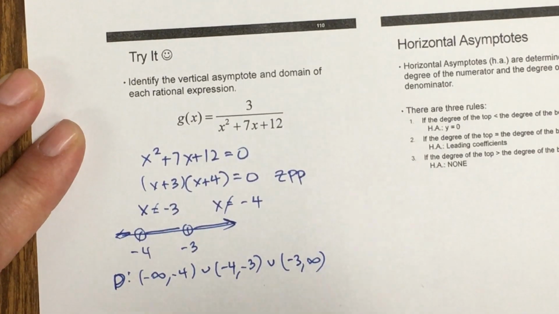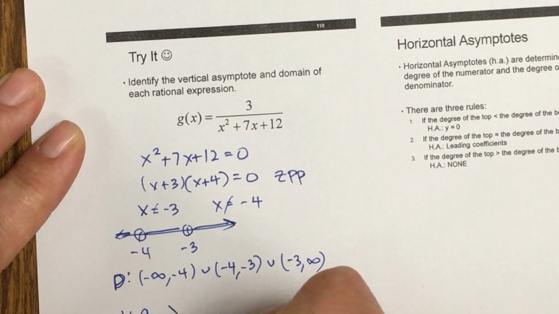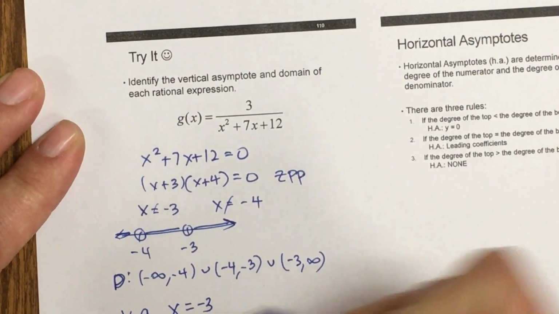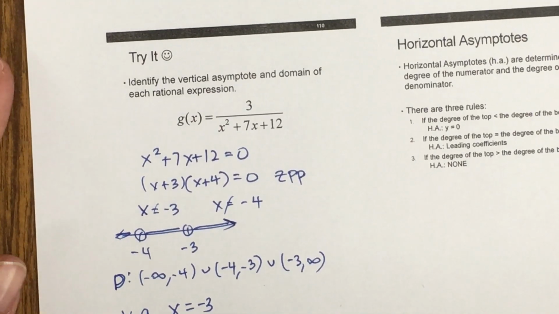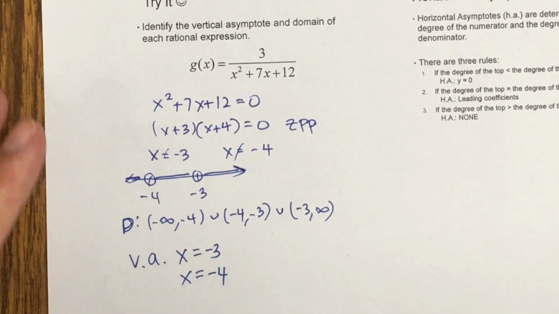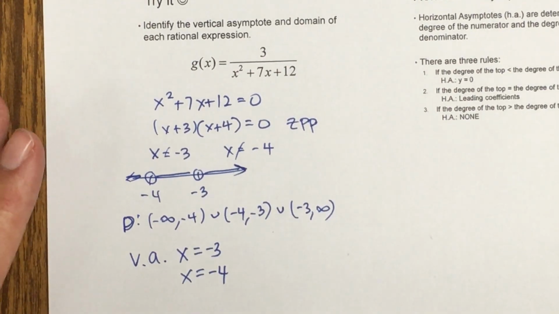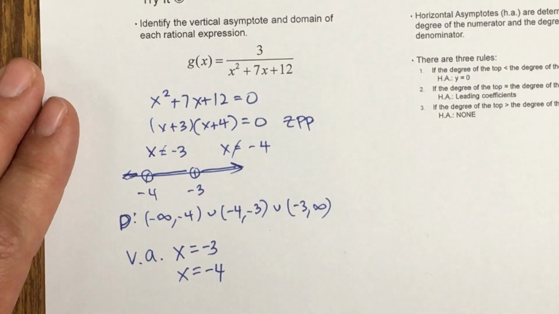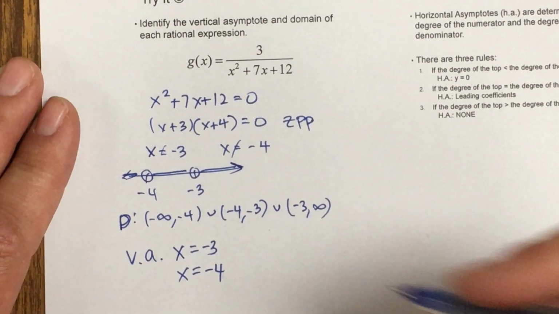So there's our domain. In terms of our vertical asymptotes, please notice that it's x equals -3. Now, when I'm in class and I say, hey, what's the vertical asymptote? You're going to tell me -3, -4, and I'm going to say, nope, you're only partially right. You can't tell me -3 and -4. I know what you mean, but that's not correct. The correct answer is x equals -3 and x equals -4 because it's actually a line. A vertical asymptote is actually a line.